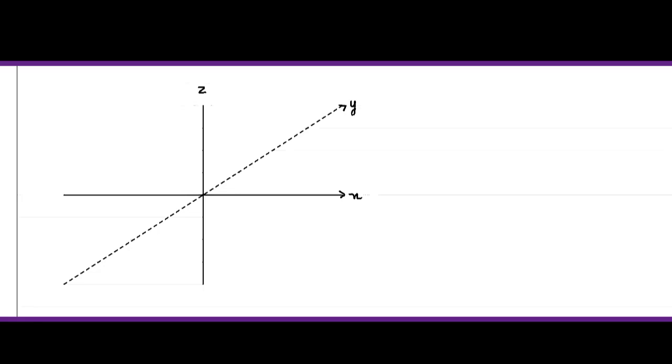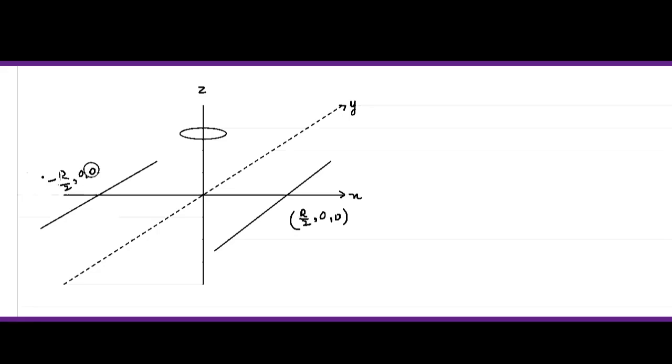Now there is a loop, so we draw a loop placed along the z axis. Now there are two parallel wires, one like this and another like this. The distances given are r by 2, 0, 0, because it would be lying here passing through this point, and the other is minus r by 2, 0, 0. Now the center of the loop we denote as C, and its coordinate is 0, 0, root 3 r.